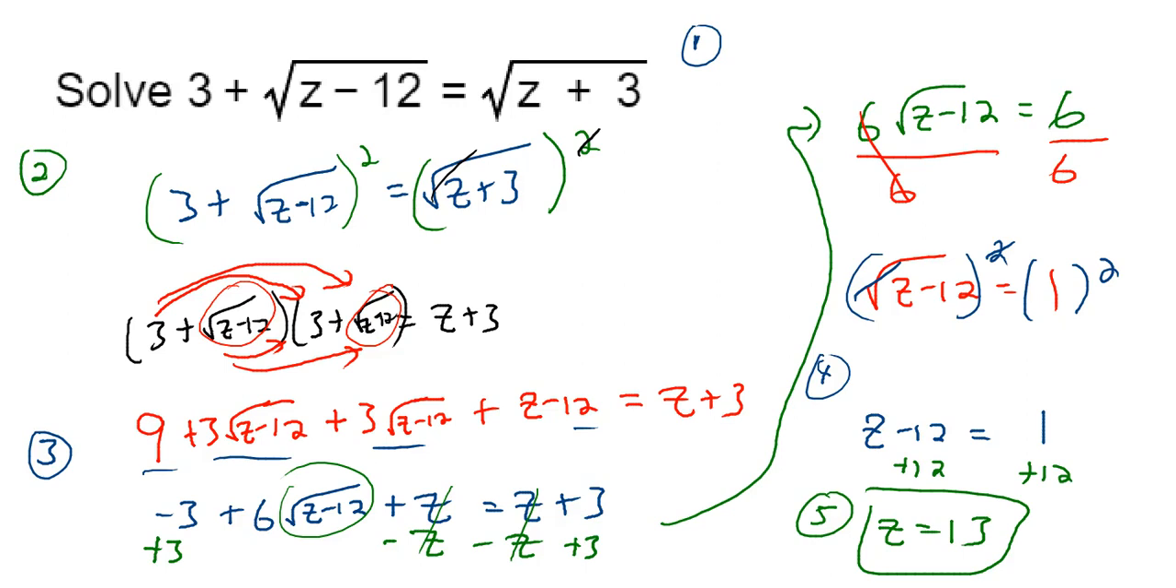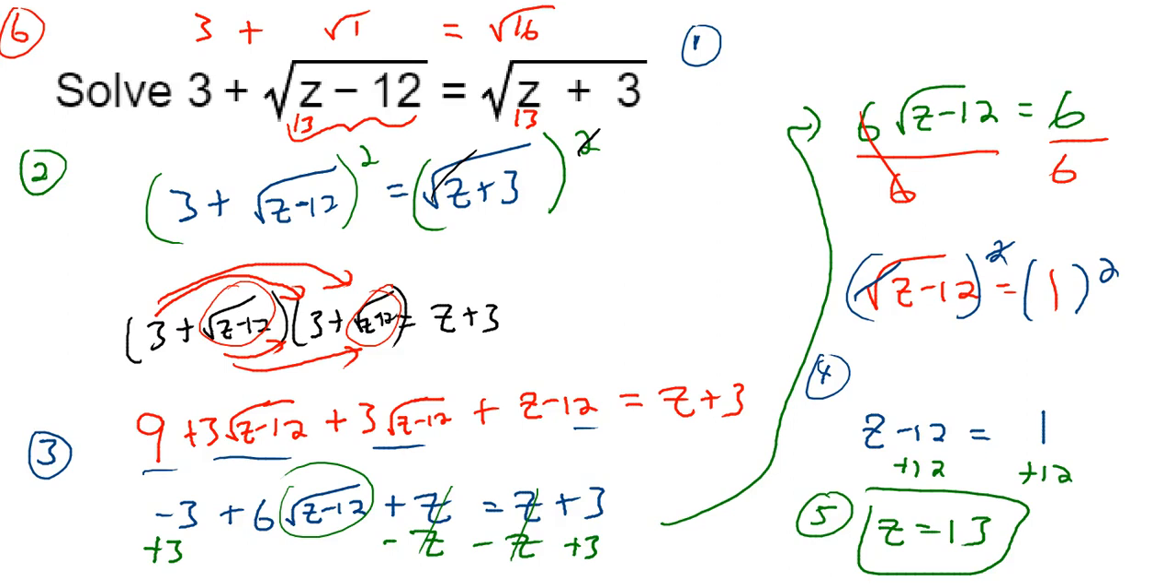Then we have to check our answer here. I've kind of run out of room on the screen, so let me see if I can just kind of squeeze it in up here. This will be step 6 up here. We're going to plug in 13, so I'm going to plug in 13 here for z, 13 here for z. This is going to give me 13 minus 12, which will be the square root of 1, equals. This will give me 13 plus 3, which is going to be 16, so the square root of 16. And we'll still have this here, 3 plus that equals that.